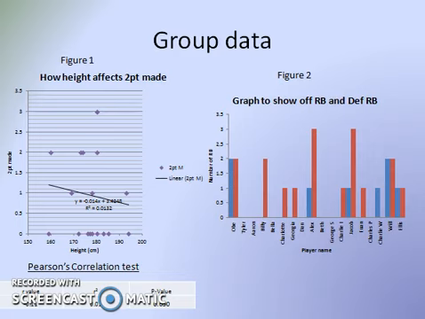As you can see, Alex and Jacob made most of the offensive rebounds. They made 3 each. Whereas Beth and George made none. This could be because of the position they were playing or where they were on the court at the time.